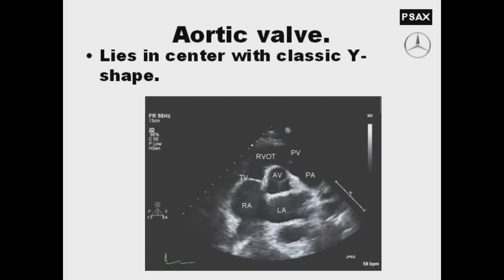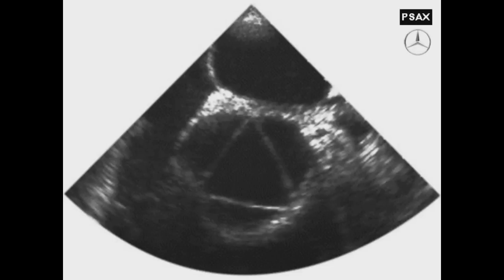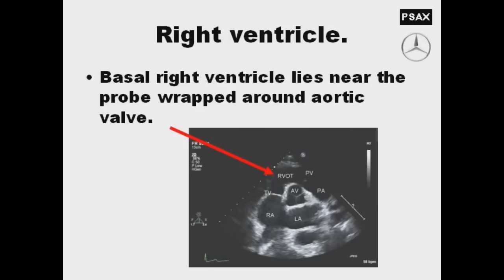Aortic valve must be in the center, showing all the 3 cusps. Left coronary cusp on the right side of the image. Right cusp at the top of the image. And non-coronary cusp on the left of the image. This is the typical view of the aortic valve in systole, with all the 3 cusps open showing a triangle shape.